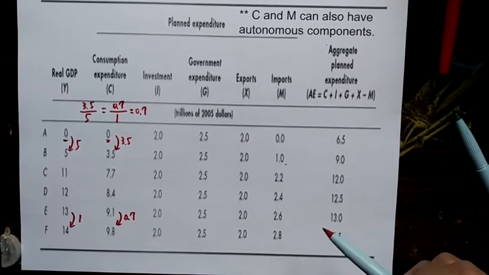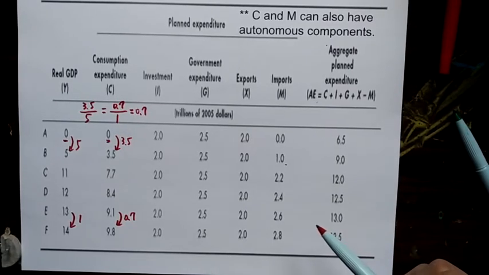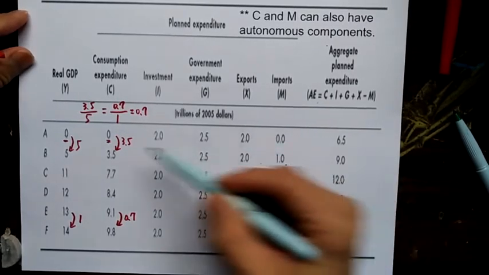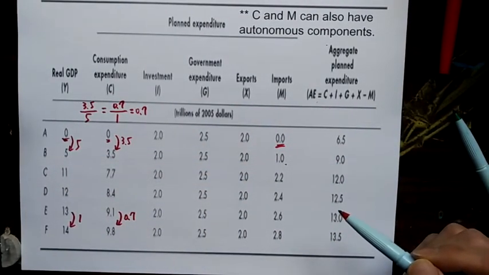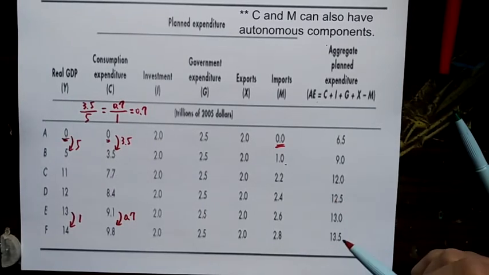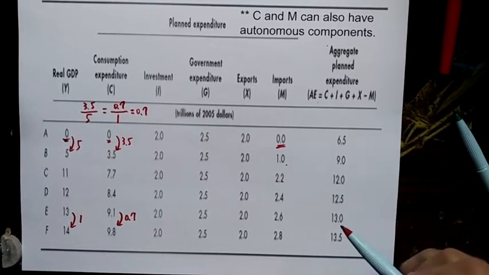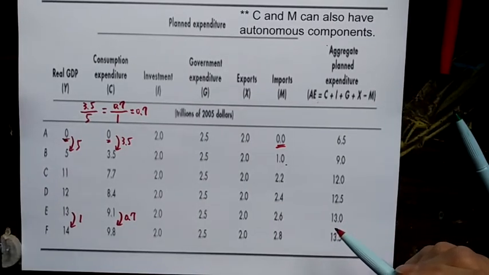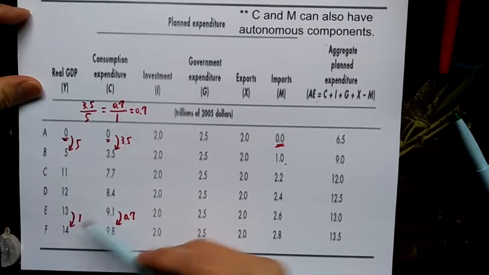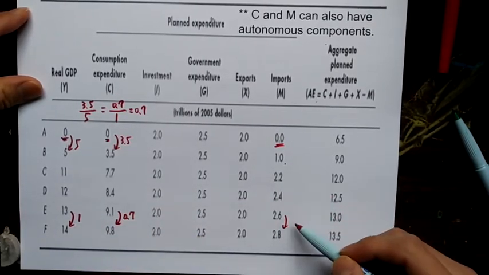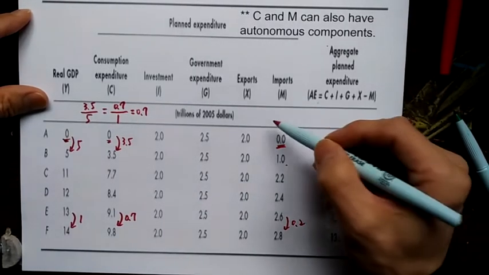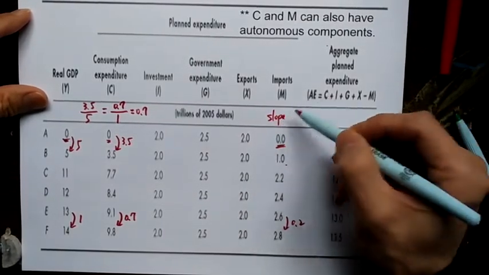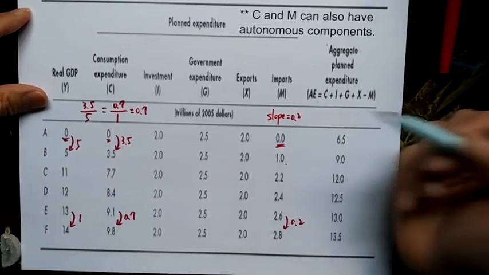What is the autonomous import? The answer is when income is equal to 0, import is equal to 0. So the autonomous import is 0. What is the slope of the import function? The answer is when income increases by 1, import increases by 0.2. Therefore, the slope of the import function is 0.2.